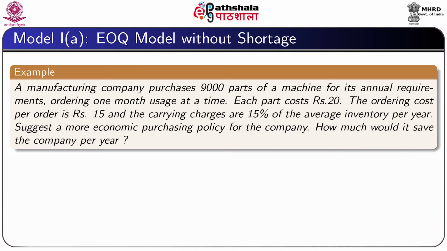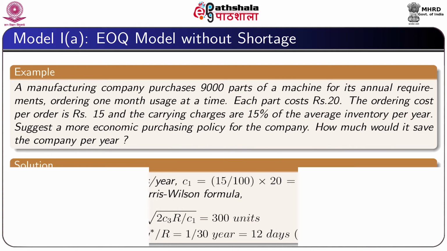Let us take an example. A manufacturing company purchases 9,000 parts of a machine for its annual requirements, ordering 1 month's use at a time. Each part costs ₹20. The ordering cost per order is ₹15, and the carrying charges are 15% of the average inventory per year. Suggest a more economic purchasing policy for the company. How much would it save the company per year?